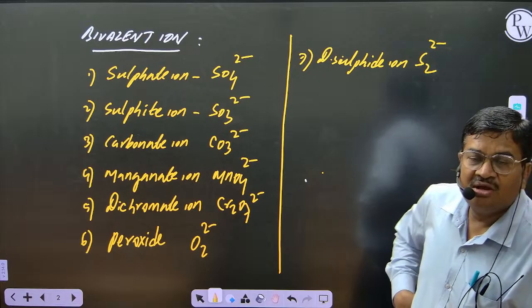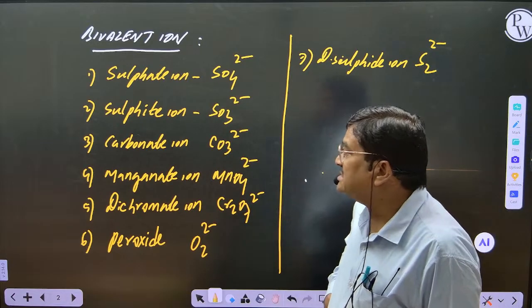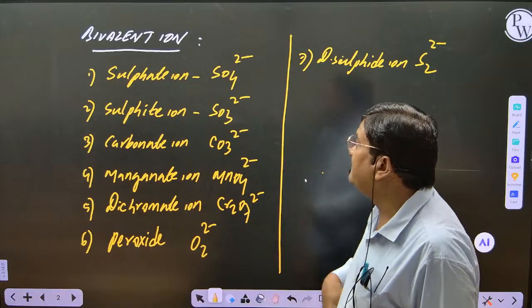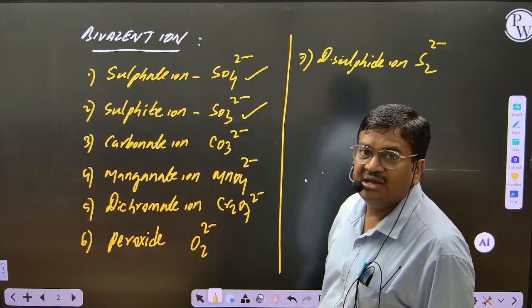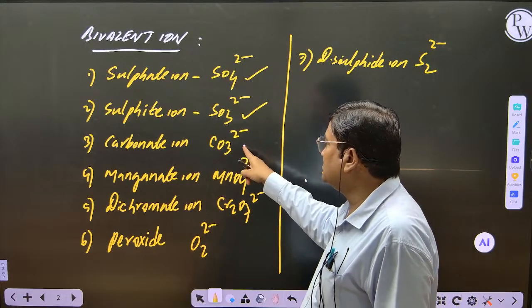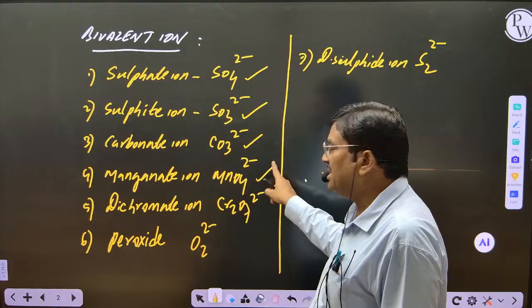Here, these are all bivalent. You have to remember, even if you are asking this. Sulfate, see the difference. Sulfate is SO4 2 minus. Sulfite ion is SO3 2 minus. Carbonate is CO3 2 minus. Manganate is MnO4 2 minus.